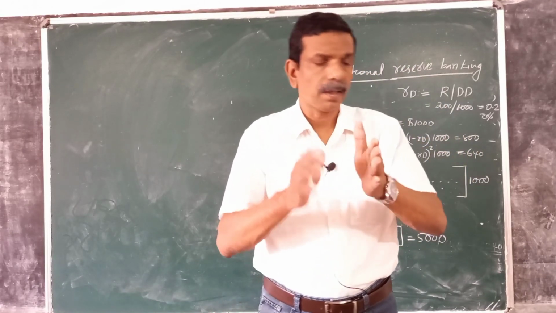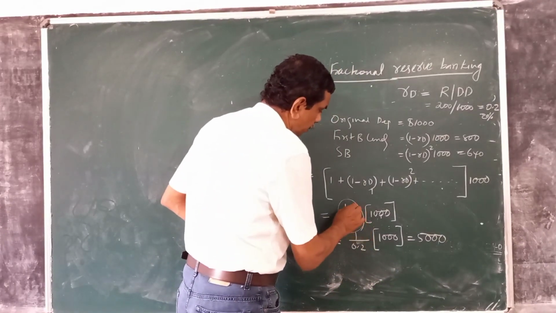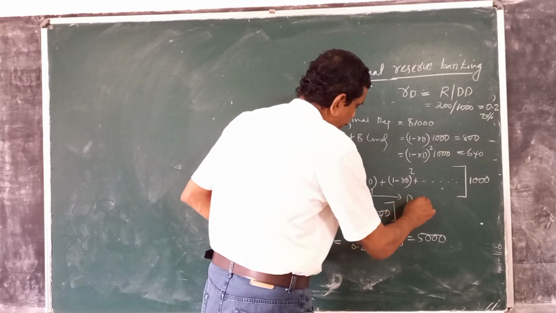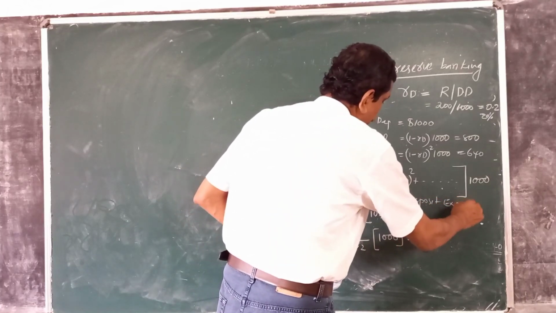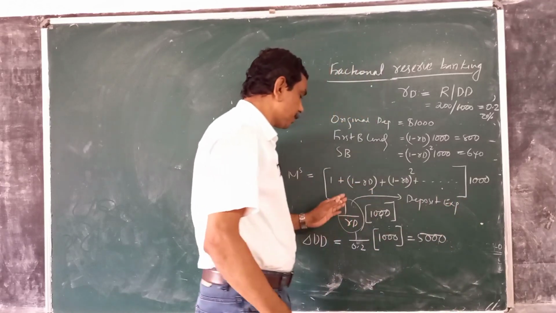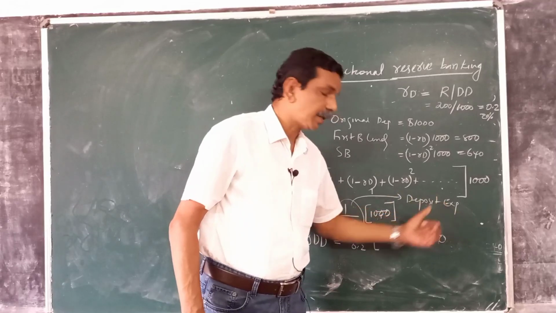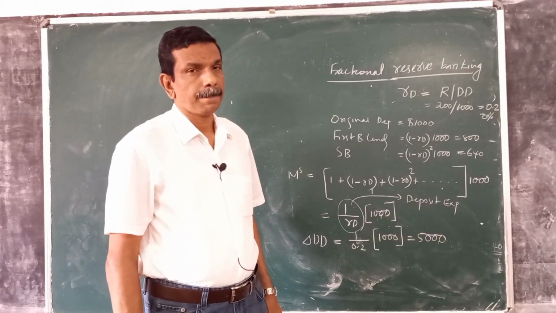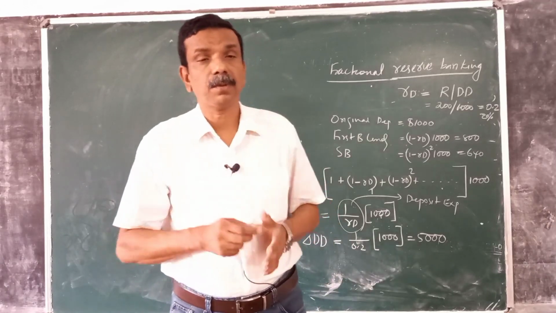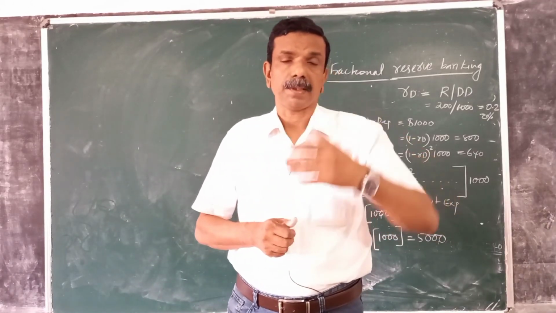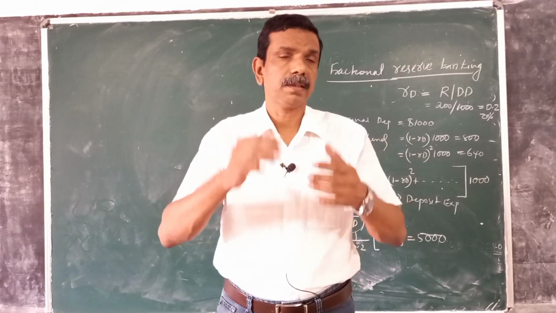This 1 by RD can be considered as deposit expansion multiplier. This is not a money multiplier, this can be considered as deposit expansion multiplier. And in the next class, we will consider a simplified model of money supply.